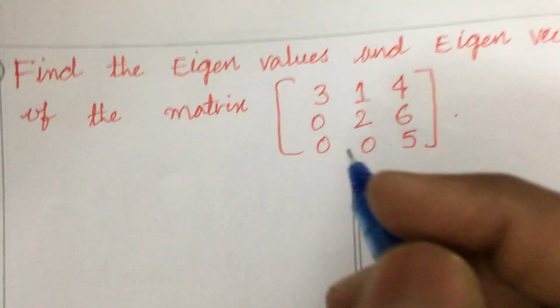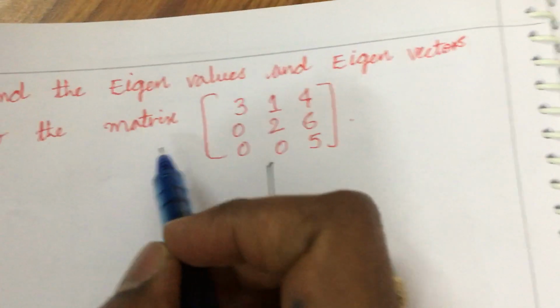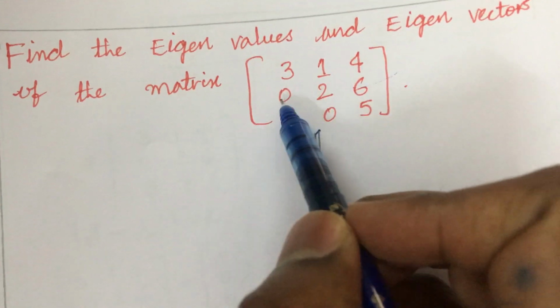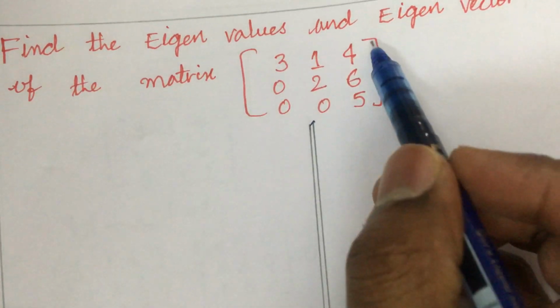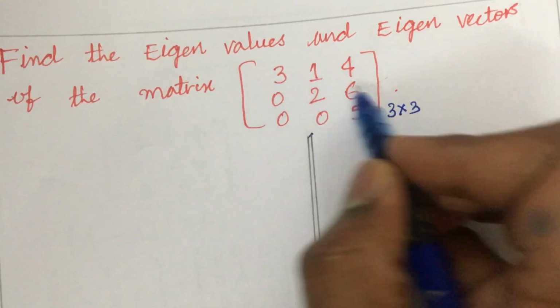Welcome back students. In this video I am going to cover for you all one more question related to the course M1. It's all about finding the eigenvalues and eigenvectors of the matrix [3, 1, 4; 0, 2, 6; 0, 0, 5]. If you look at the size or the order of the matrix, it is 3 by 3. It has 3 rows and 3 columns.